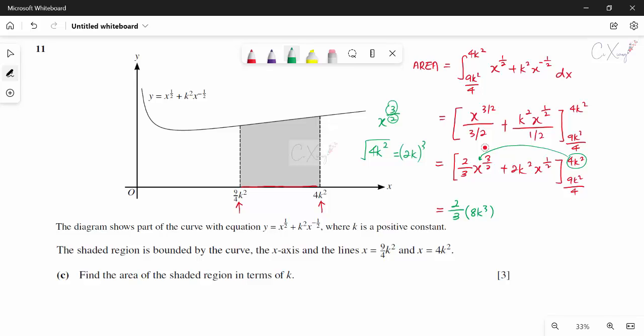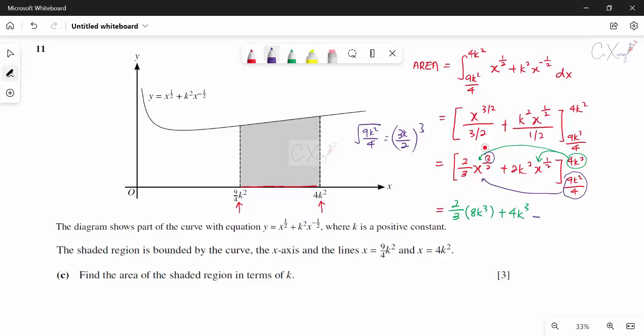Understand? For this part also the same, you substitute 4k squared into the x. So x power half of 4k squared will be 2k. So 2k multiplied with 2k squared will be 4k power 3. After that you need to minus, substituting 9k squared over 4 into this equation again. For x power 3 over 2, you take the square root of 9k squared over 4 first, which is actually 3k over 2, and after that you cube it. When you cube this value, it will be 27 over 8.